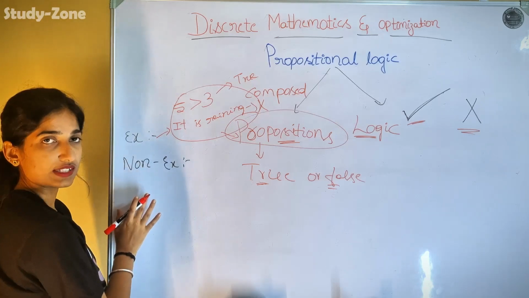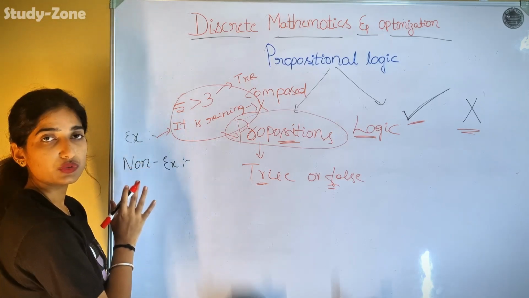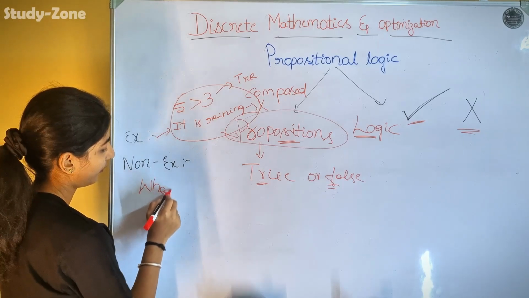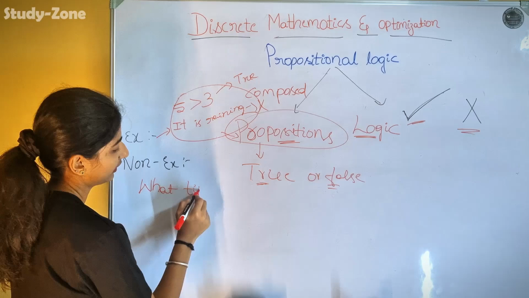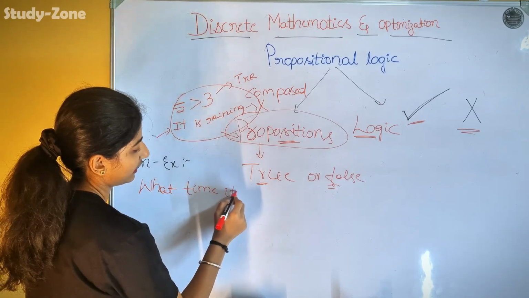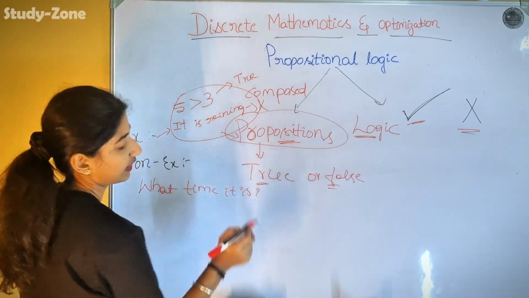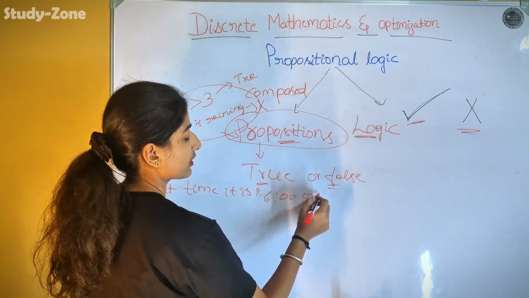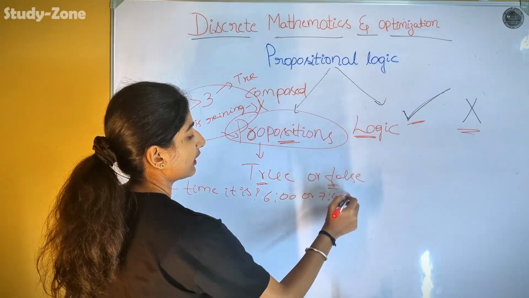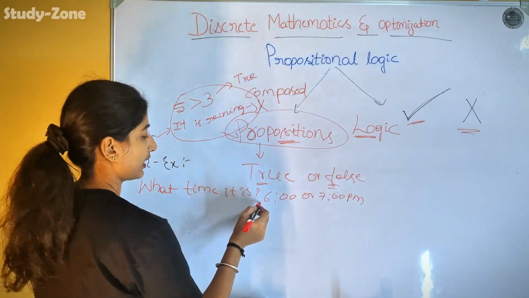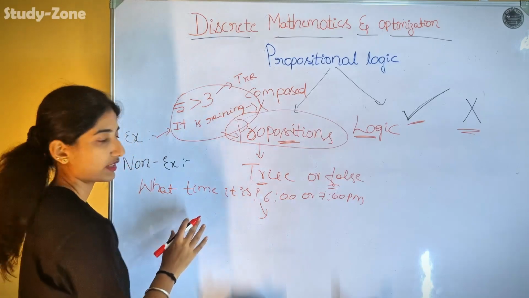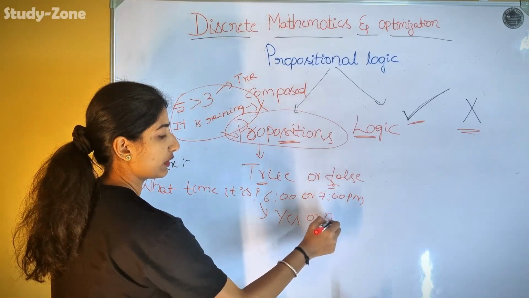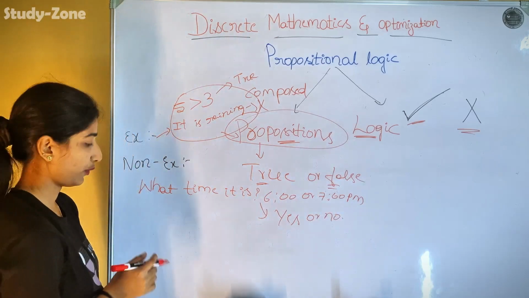Next, non-examples, which means the statements which do not come under propositions. What time is it? I can say 6 p.m. or 7 p.m., anything like that. Here you can't say what time it is. If someone asks what time it is, you can't say yes or no for this statement, right? So it doesn't come under proposition.